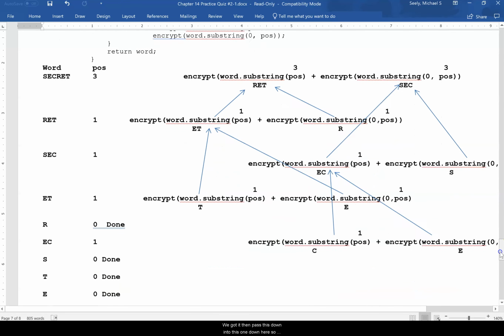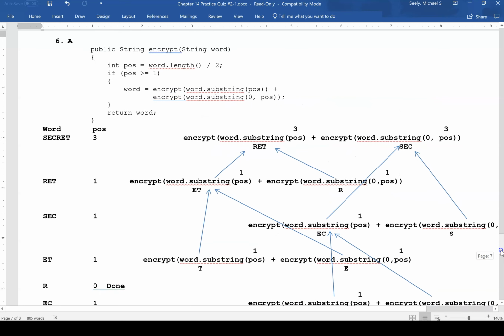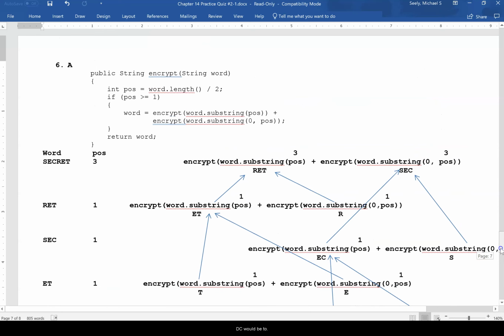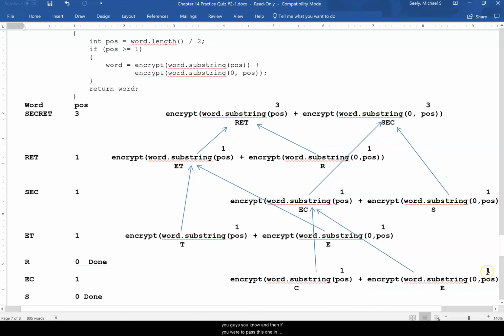We got to then pass this down into this one down here. So EC is, what would that be? Let me see here. EC would be 2. So we have 2 divided by 1 gives us 1. So what's at position 1 is just, EC gets passed here. At position 1, you got C. Okay, so you got your C right here. And then 0 to 1 would just be the E.